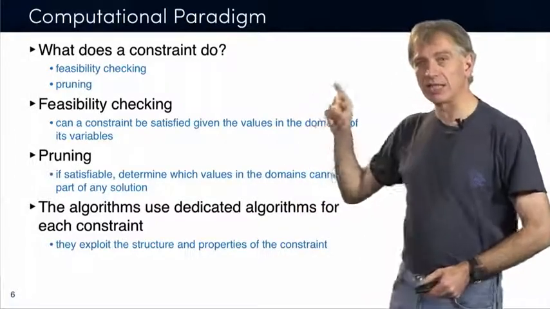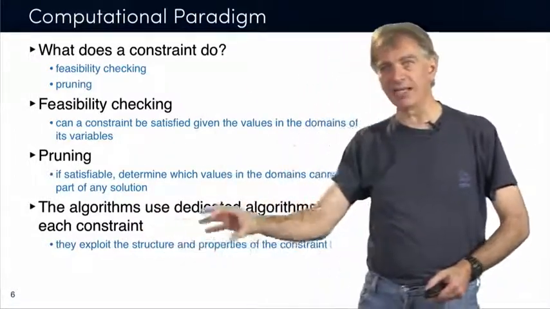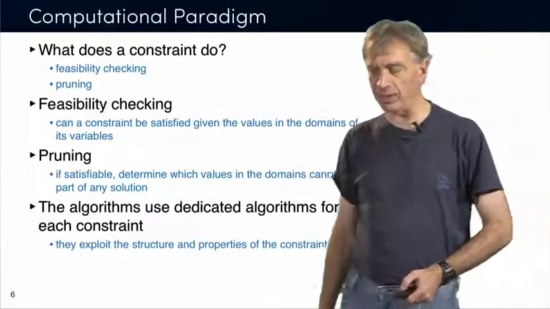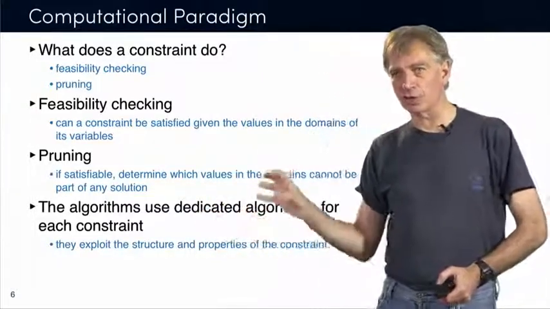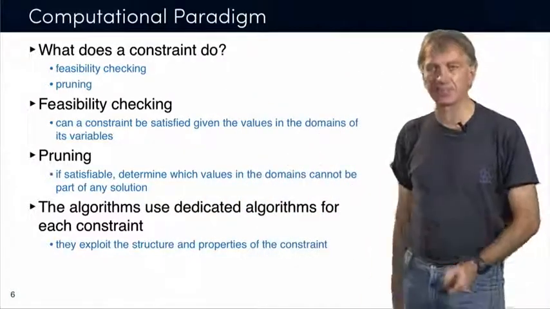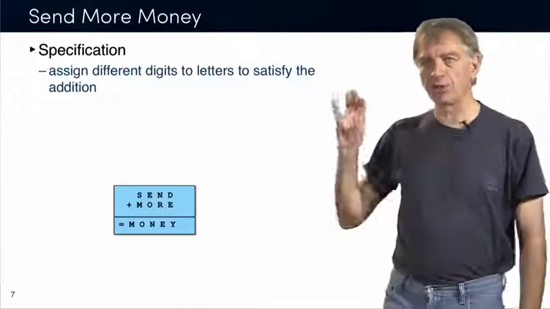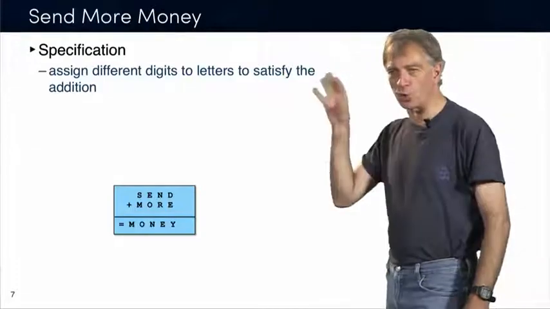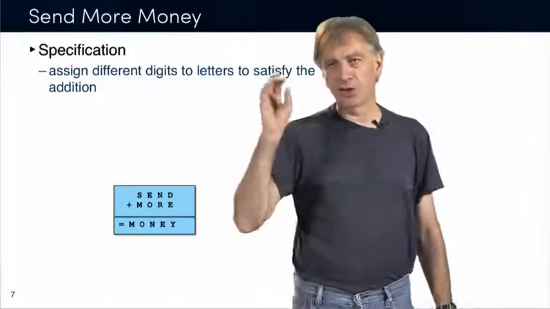It's going to test feasibility using the semantics, the structure of the constraints, and it's going to do pruning using the same information. This is a strength of constraint programming. It can exploit the structure of these constraints to prune the search space as best as it can. I'm going to use a very simple example: send more money. The story here is that this is a graduate student going to school.